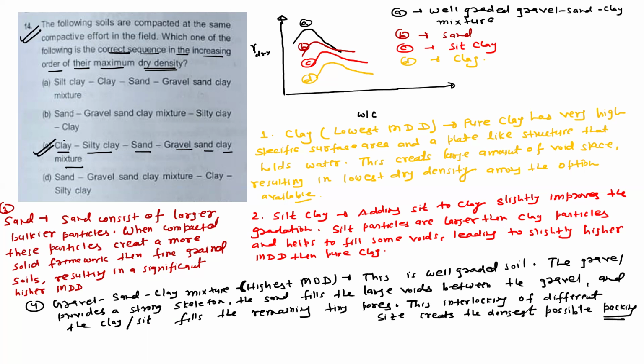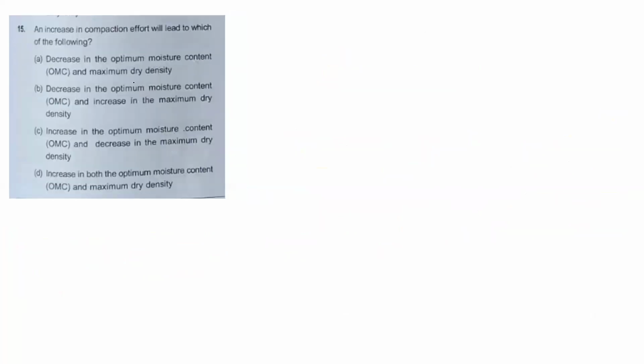Now next, question number 15. An increase in compaction effort will lead to which of the following? Decrease in optimum moisture content, OMC, and maximum density. So let me draw the graph first: gamma dry versus water content. So this is gamma dry and this is water content.